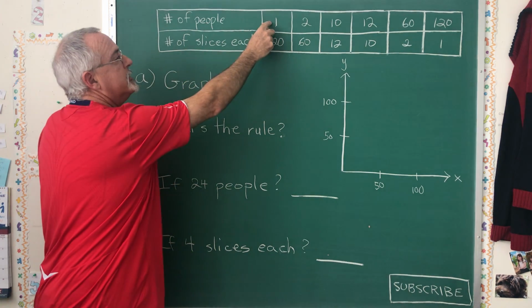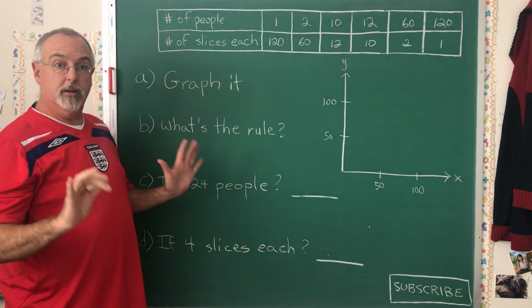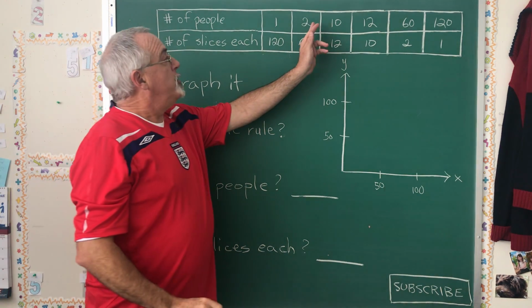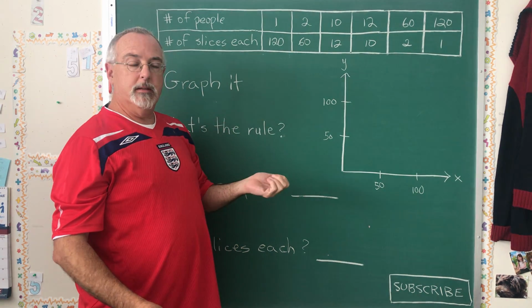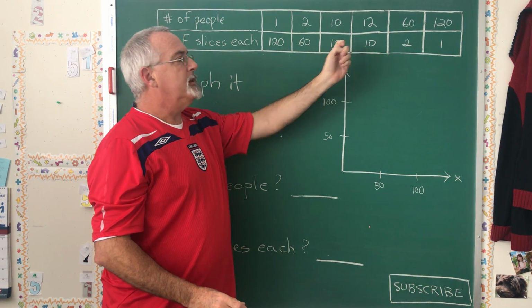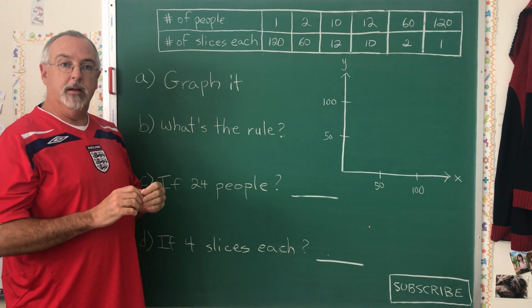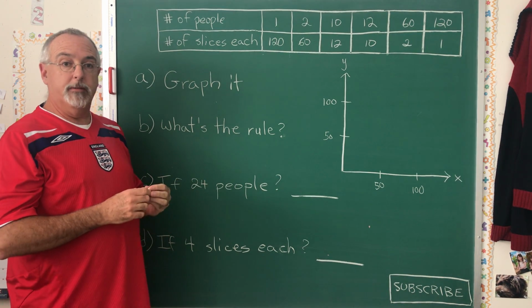If you only have one person, that person will get 120 slices of pizza. That seems like a little too much. 2 people, each person gets 60 slices. Still crazy. 10 people, each person gets 12 slices. Well, we're starting to approach the amount of slices of pizza that I like to eat on a typical Friday night, pizza night.